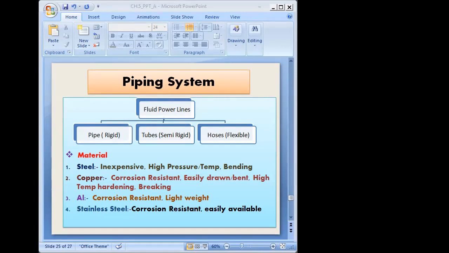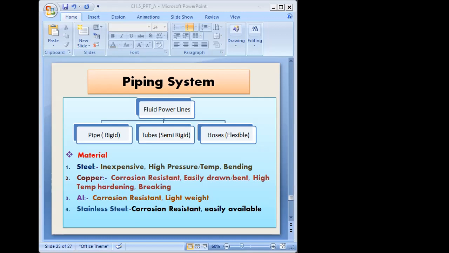Then the last one is stainless steel. Stainless steel tubing is used in certain areas of many aircraft and marine fluid power systems. As a rule, exposed lines, and lines which are subject to abrasion or intense heat, are normally made of stainless steel. Again, stainless steel has the property of resistance to corrosion, and it is commercially available everywhere.